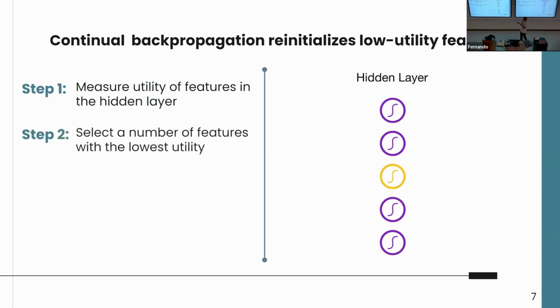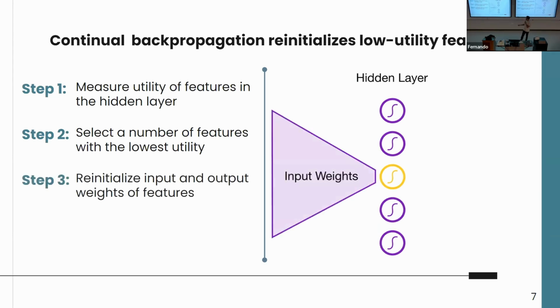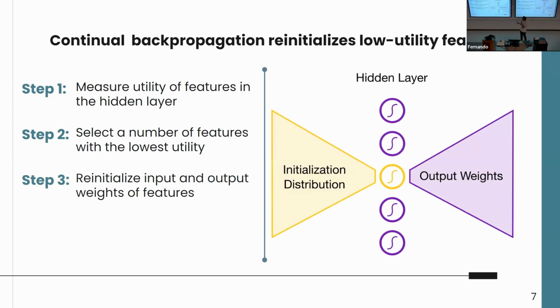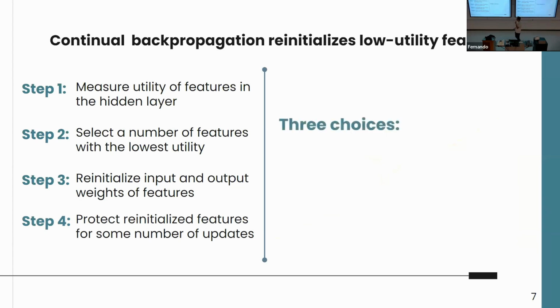Then we select a feature in this hidden layer or a number of features. We select the ones with the lowest utility. Then we reinitialize the input and output weights of this feature. For the input weights, we just use the initialization distribution. And for the output weights, we just set them to 0. And finally, we protect this feature for some number of updates so that it can no longer be reinitialized through this same process. So there are 3 different choices in this algorithm.